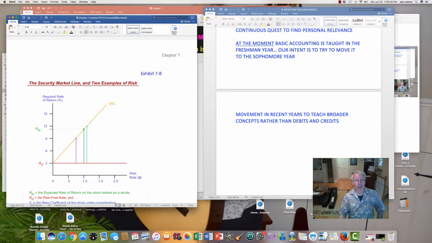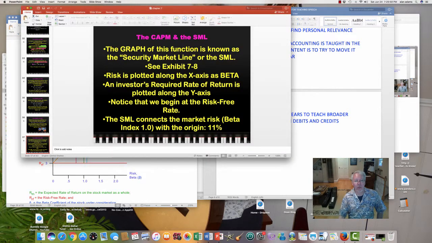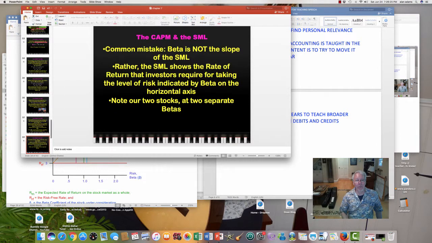What is the SML? The SML is the security market line, okay? The CAPM, consider it to be an algebraic way of solving for K sub S. The SML is a graphic representation of it, a visual representation, okay? A lot of people think that the SML measures risk. That is not correct, okay? The SML does not measure risk. The security market line measures risk per unit of return, okay?